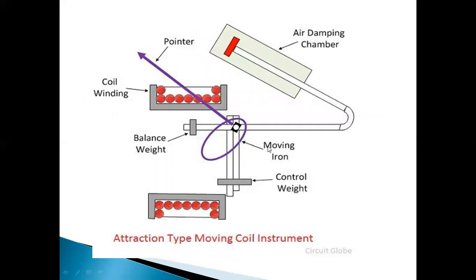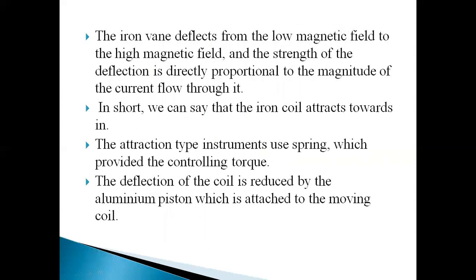See here, this is the moving iron and it's the stationary one. In the stationary one, the current is going to pass so that it will develop the electromagnetic field. And this moving iron is going to be attracted towards the strongest magnetic field. The iron may deflect from the low magnetic field to the high magnetic field, and the strength of the deflection is directly proportional to the magnitude of the current flow. In short, we can say that the iron coil is attracted inwards.